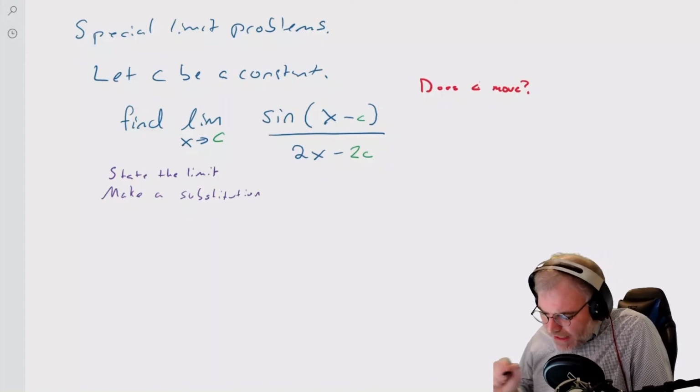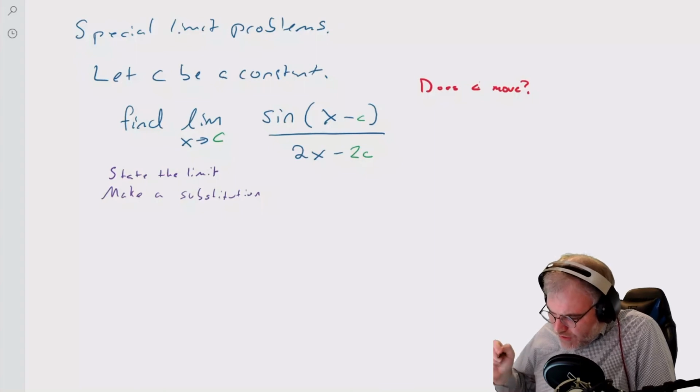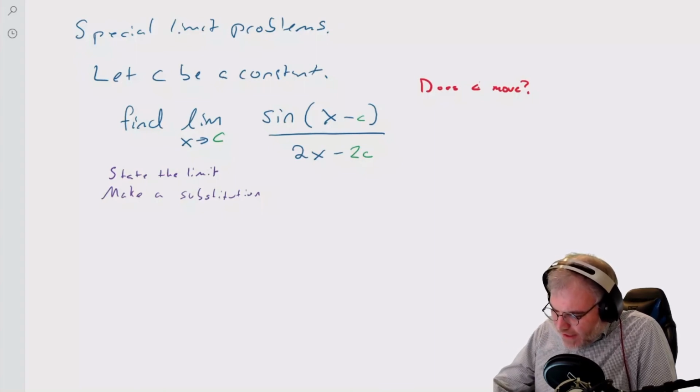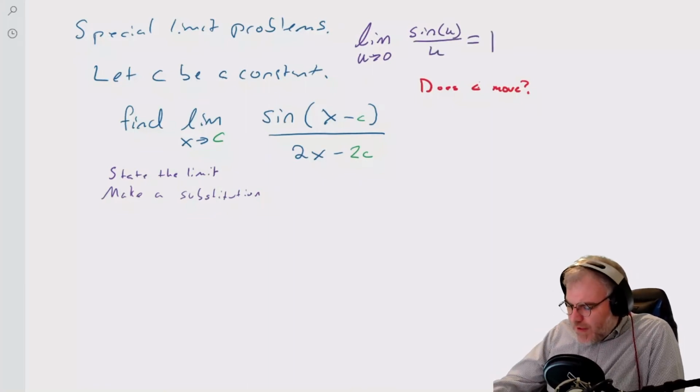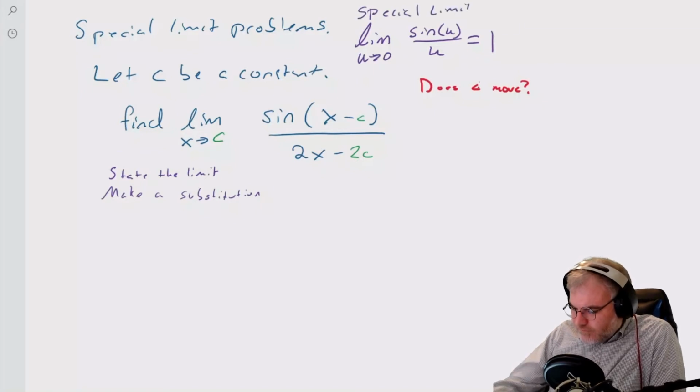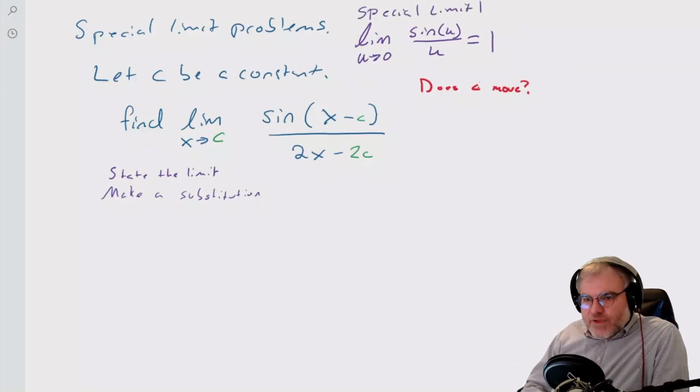So what I'm going to do is write that down first. I'm going to say right here, write this first: the limit as u goes to 0 of sine u over u equals 1. And I'm going to call that special limit 1. Okay, I'm just going to write it out. Is everyone on board with that?